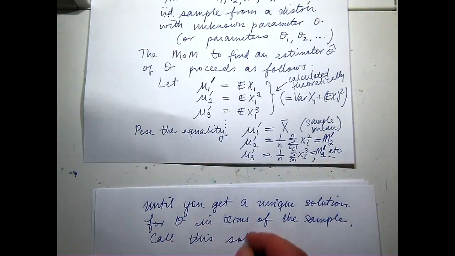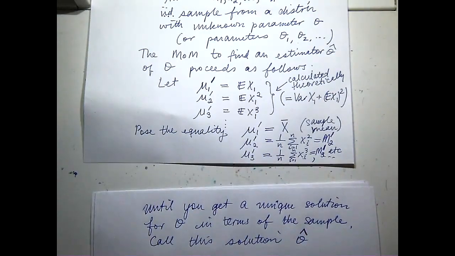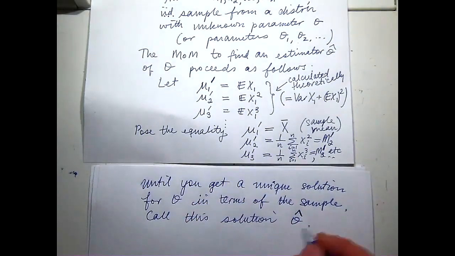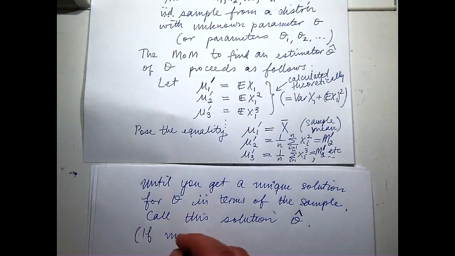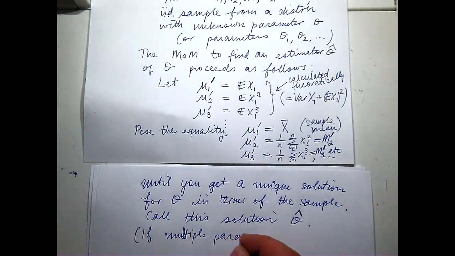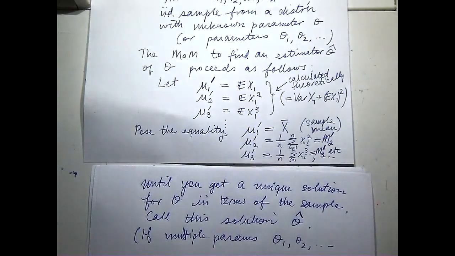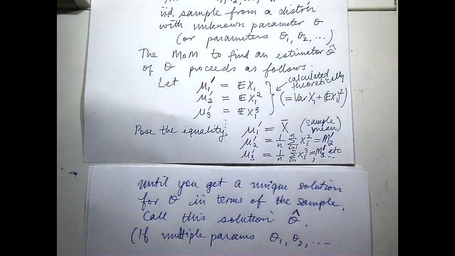solution theta hat. Now this is a heuristic method, but it does have one important property called consistency, which I'll get to later. I probably won't define consistency right now. But first let's do some examples of this method. So, okay, if multiple parameters theta 1, theta 2, dot, dot, dot, you might need more inputs. Like if you have multiple equations in multiple unknowns, you need more inputs until you solve it.